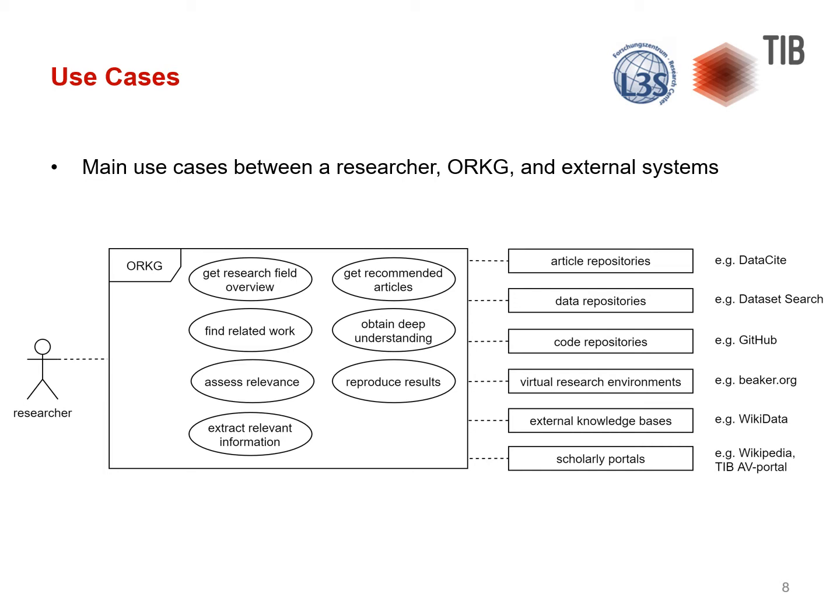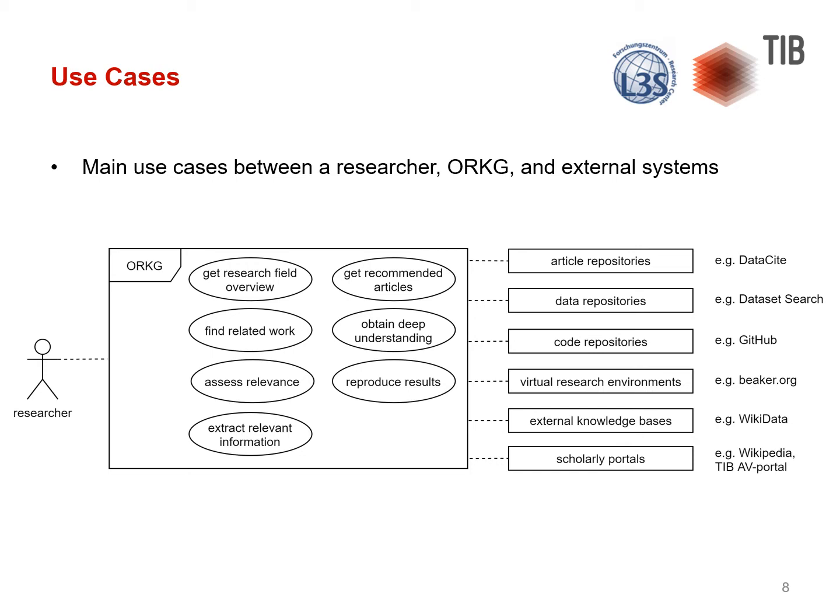An open research knowledge graph should also support the find related work use case by employing semantic search engines which rely on knowledge graphs. For a natural language search query, the system should return the relevant articles without overwhelming the researcher with irrelevant articles. Then the researcher has to assess the relevance of the returned articles.